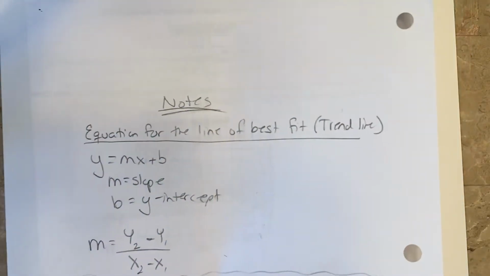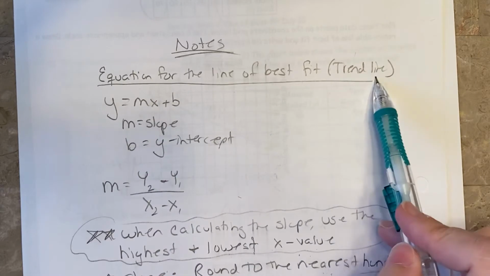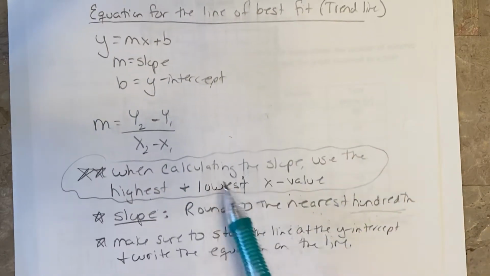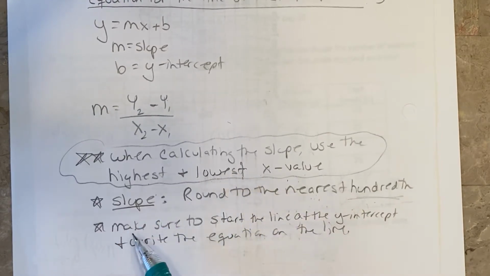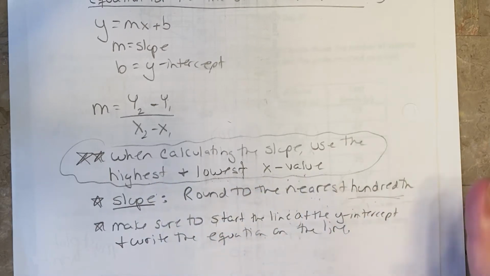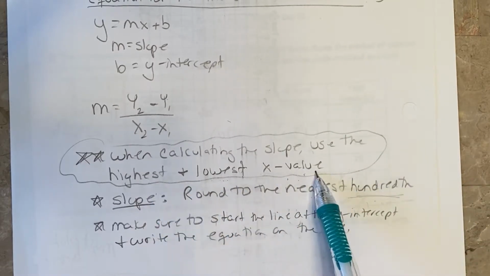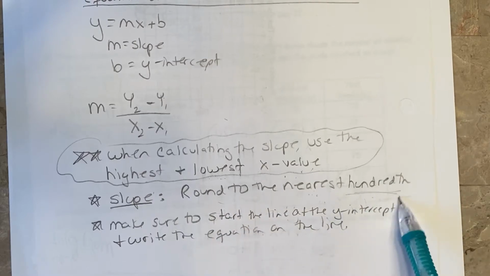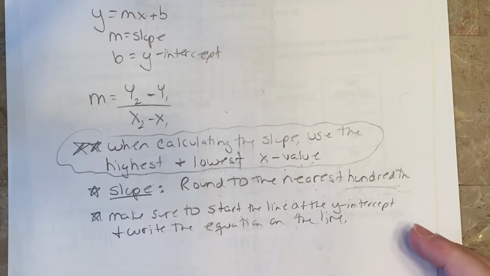And these notes are on the back of your packet. So it says equation for the line of best fit. Again, it's also called a trend line. We use our slope. There's our slope formula. Here is what's different. We're not going to use the first two. We actually have to pick the highest and the lowest x value. So that's really the only thing different you're going to see from me right now. Highest and lowest x value. And there's going to be a lot of decimals today, so you want to round to the nearest hundredth. And again, we have to make sure that we start this line at the right spot.